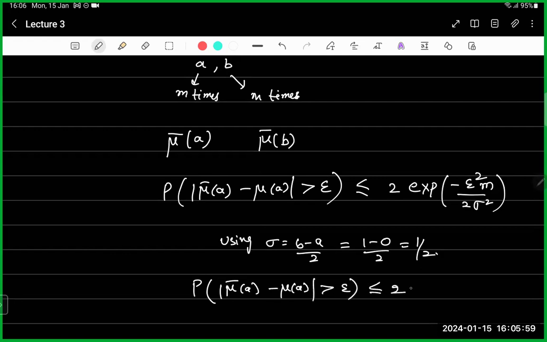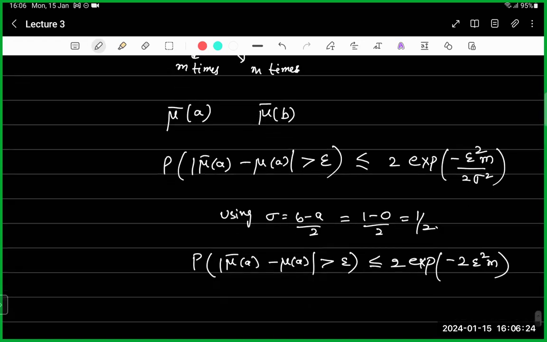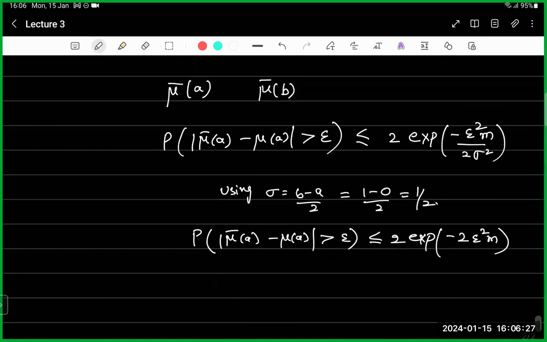This is less than or equal to 2 times epsilon minus 2 epsilon square, correct? If you just substitute sigma square equal to 1 by 4, this is what we'll get, right? Everyone is fine till now?